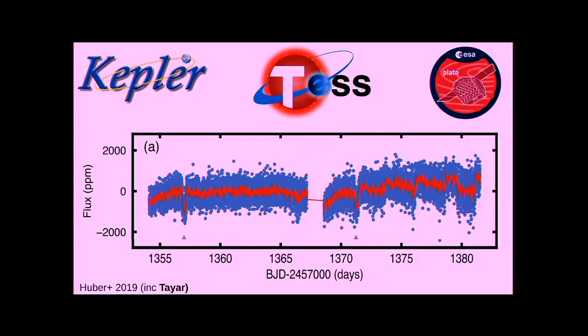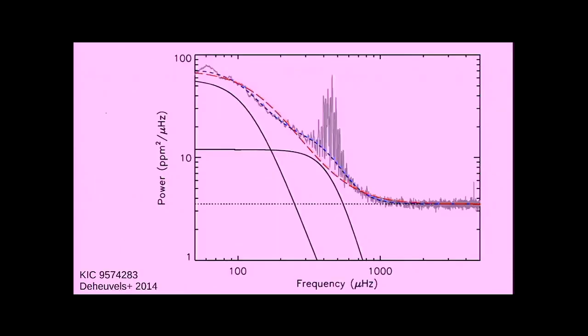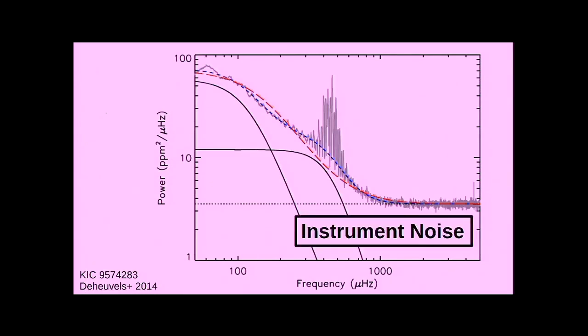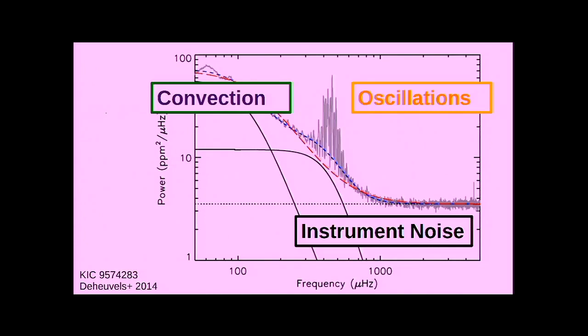That variation is not noise, but is in fact signal. And if you take the Fourier transform of one of these light curves, you get a characteristic shape like this, with frequency on the x-axis here and power on the y-axis. At high frequencies, you see the effects of instrumental noise. At low frequencies, you see the effects of stellar convection. But in the middle, you see this characteristic peak of oscillation modes.